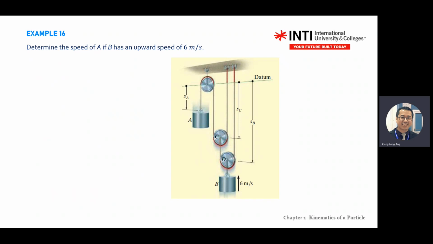Example 16, see if you're able to understand. Still the same. First, find the total length. Then you differentiate time, get the velocity. Differentiate time, get the acceleration. So look at the datum. Where is the datum? Find the total length.